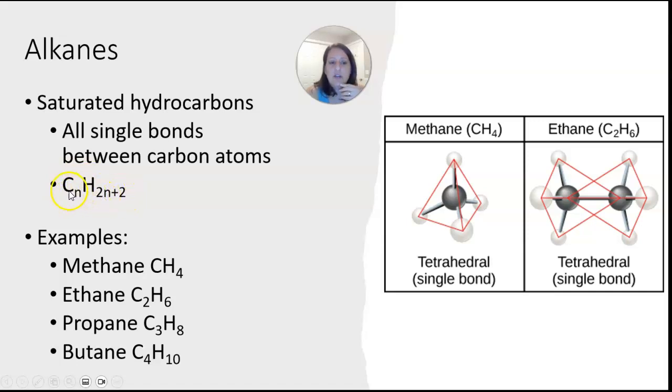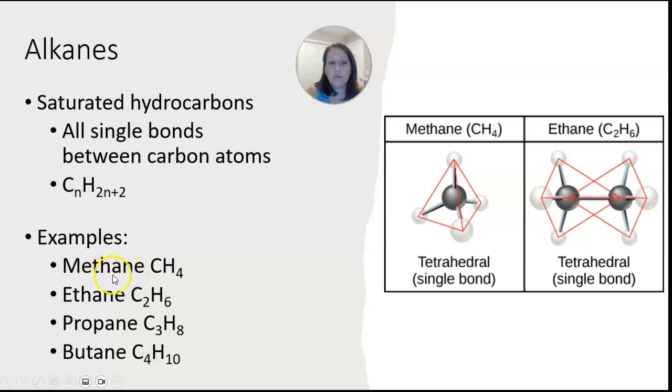So what does that mean? For every carbon, there's 2 times plus 2 for hydrogens. Okay, so here's some examples down here. Here's the first 4 that you'll actually build in lab, and in lecture I'm going to ask you to do some of the drawing as well, so you get kind of introduced to it. Methane, this prefix meth means 1 carbon, and ane tells us it's an alkane.